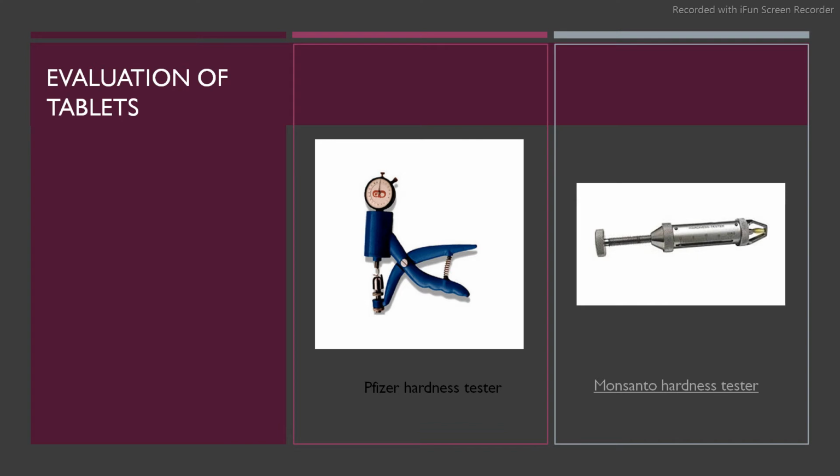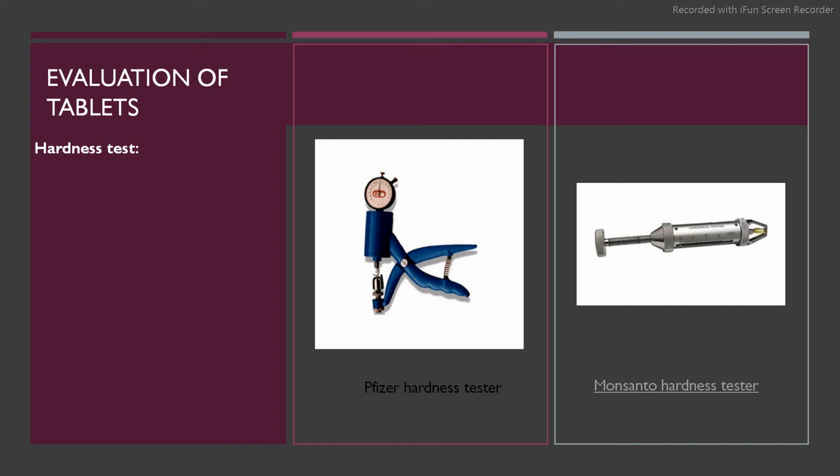Now once tablets are compressed, they are ready for evaluation. Evaluation means we have to confirm whether this tablet is safe for administration to the patient or not, whether this tablet fulfils the requirements of the pharmacopoeia or not. So we have to check this tablet for each and every specification. So the first specification is the hardness test.